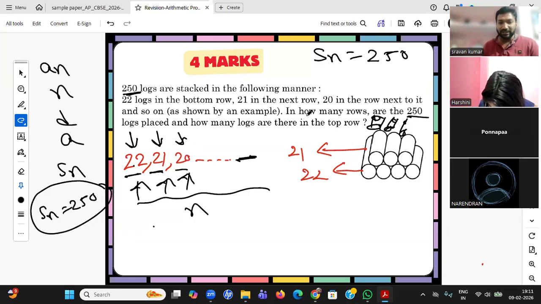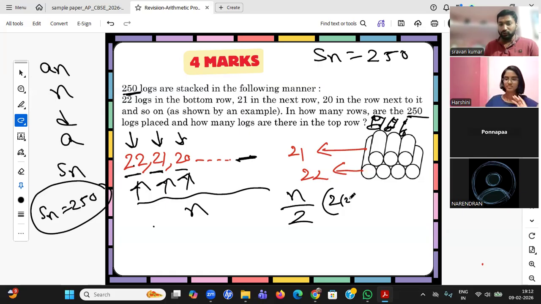Okay. Now the question, in how many rows are the 250 logs here? You see, first row 22, second row 21, third row 20. In how many rows means n rows? So he's asking n. So he has given data S of n. Can't we use the formula n by 2 into 2a plus n minus 1 into d? A is 22, 2 into 22 plus n minus 1 into d, difference is 1. That's all. One equation, one unknown. You can solve it.